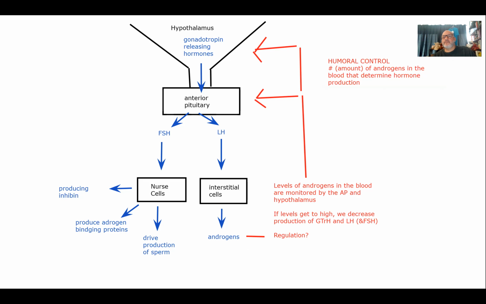Conversely, on the other side, here, our nurse cell is producing inhibin. So more follicle stimulating hormone equals more inhibin. Inhibin, remember, is a hormone. And what is the target of inhibin?